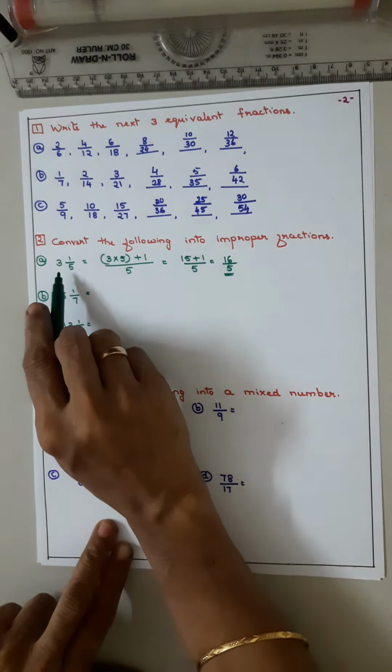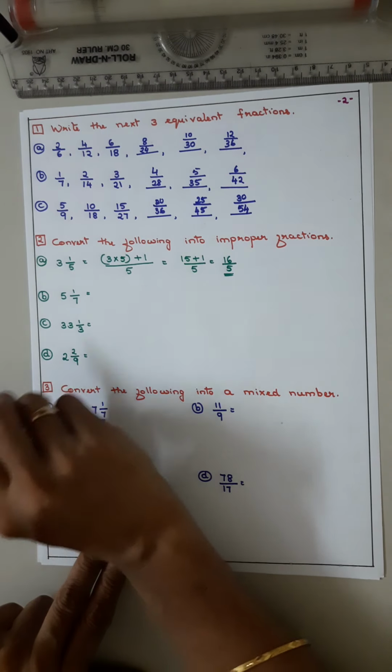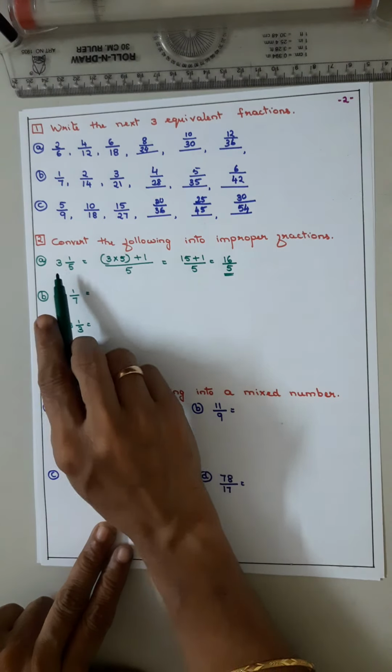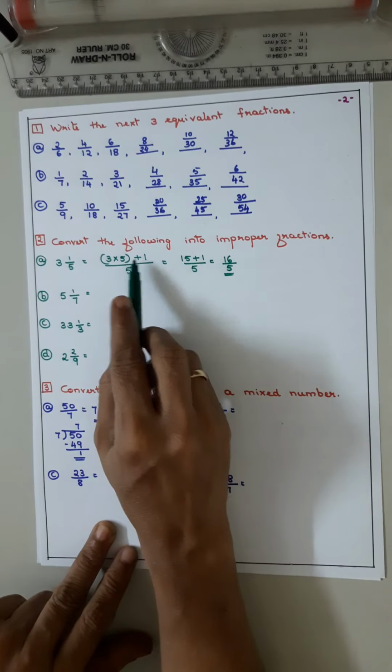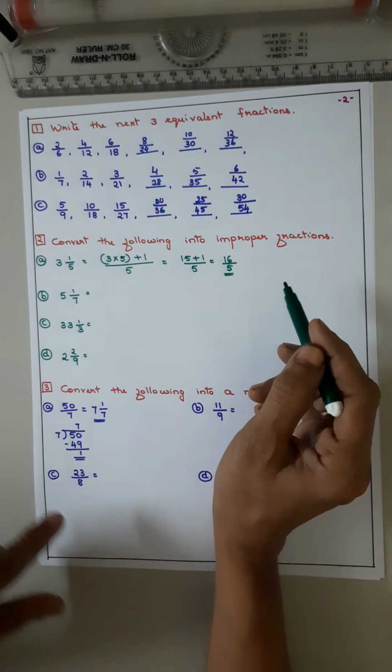So here it is 3 1/5. This also you have done last year. So the denominator is 5. Write it first. Then the whole number. What is it? 3. 3 into 5, inside the bracket, plus 1. Now multiply: 3 5s are 15, plus 1 over 5 is equal to 16/5.